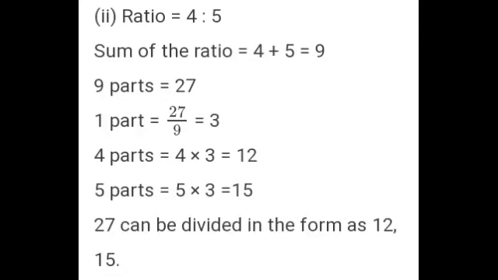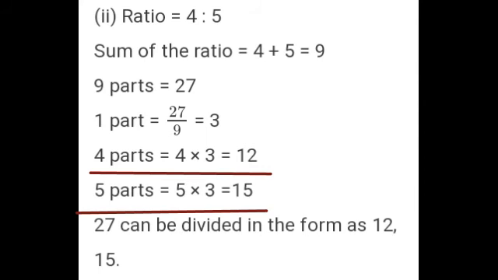What is the sum of the ratio? 4 plus 5 which is equal to 9. That means total parts is 9 parts. Isn't it? So 9 parts total is equal to what? 27. 9 parts is equal to 27. Then what is the value of 1 part? 27 divided by 9 which is equal to 3. So 4 parts is equal to 4 into 3 which is equal to 12. At the same time 5 parts is equal to 5 into 3 which is equal to 15.